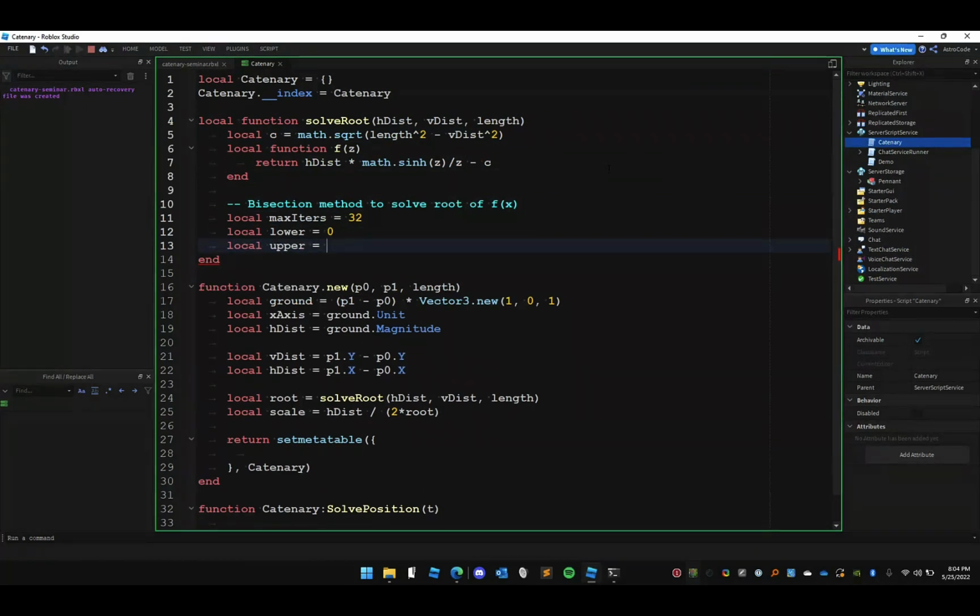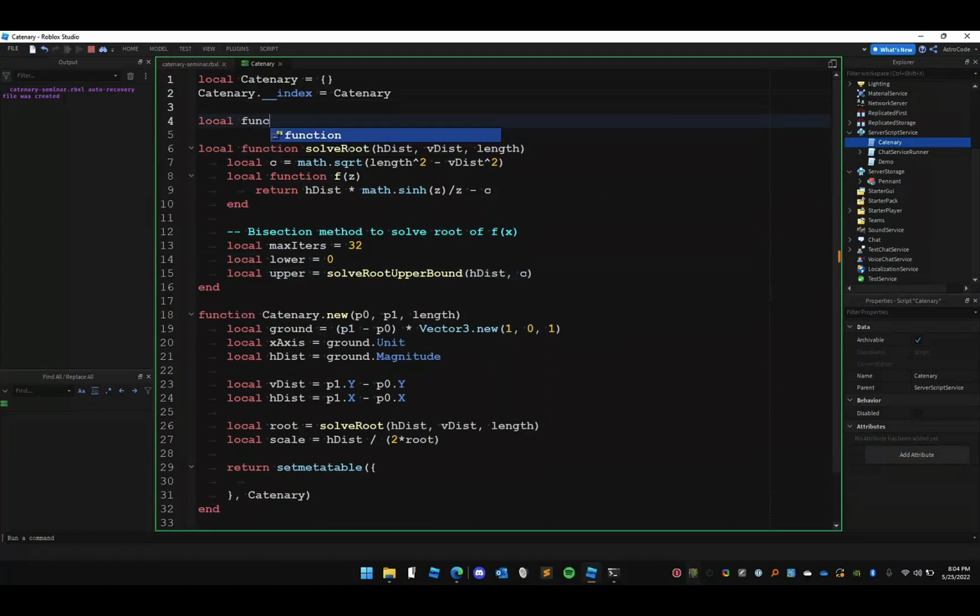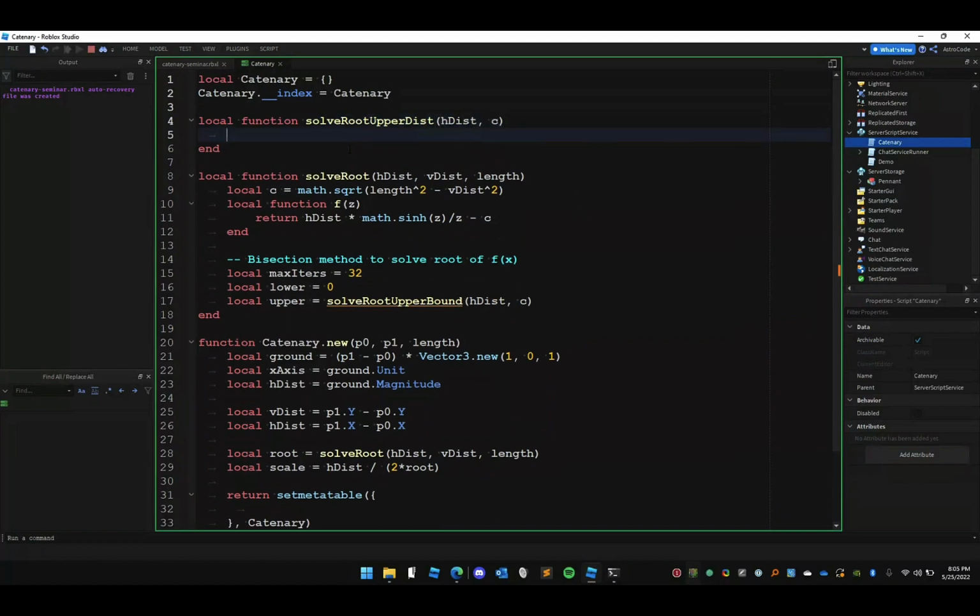So we'll use another function for that. We'll call it solve root upper bound. Does that make sense? Yeah, solve root upper bound. And then I glossed over what the actual formula was, so I'll just type it in and we'll take it as a given.